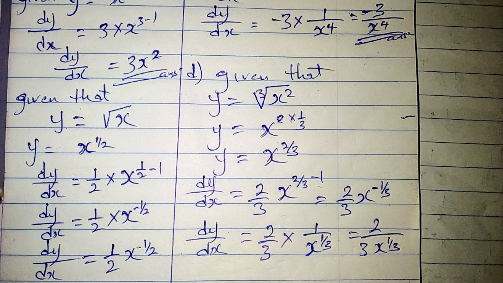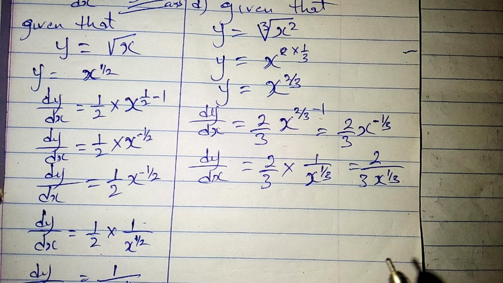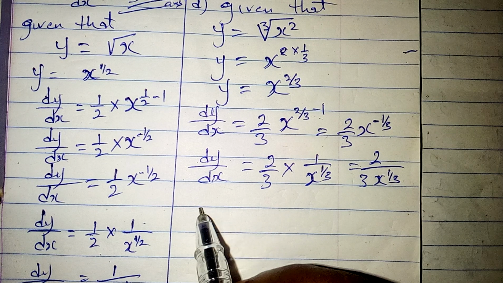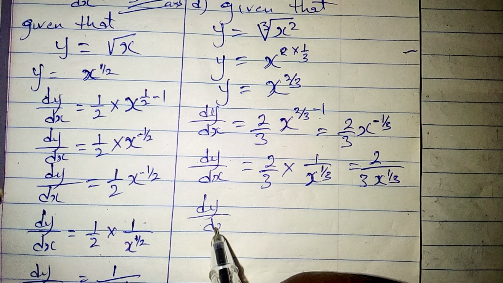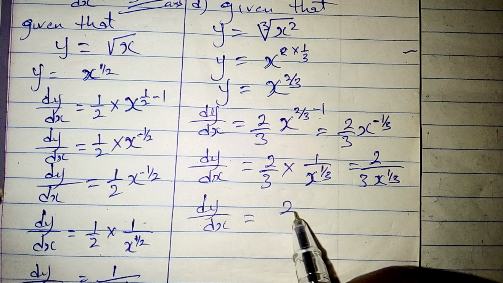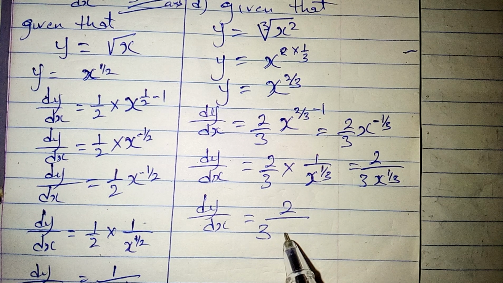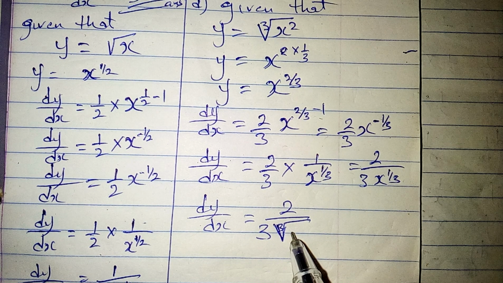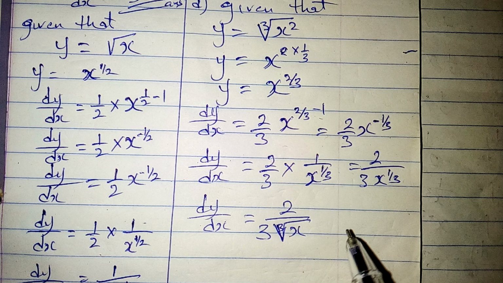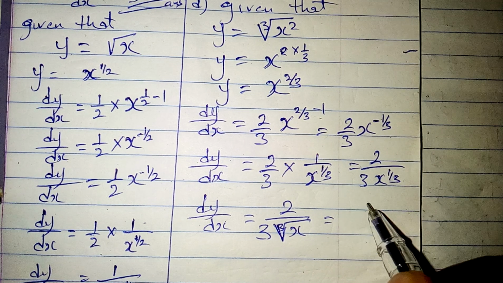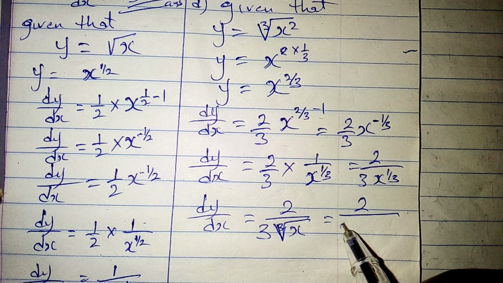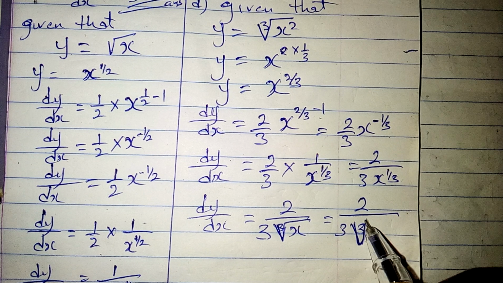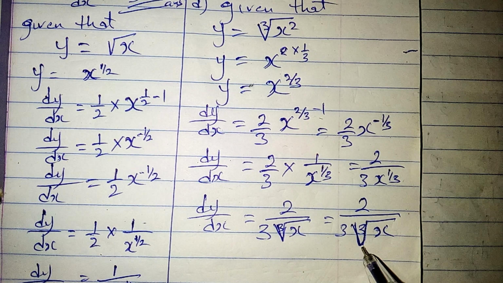This can finally give us the answer: dy over dx will be equal to 2 over 3 times the cube root of x. Let me put it clearly: 2 over 3 times the cube root of x.